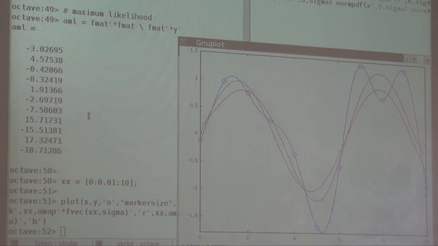And now you see the strength of the Bayesian approach. You see that maximum likelihood actually hits all the points. Why does it hit all the points now? Before it didn't, now it does.